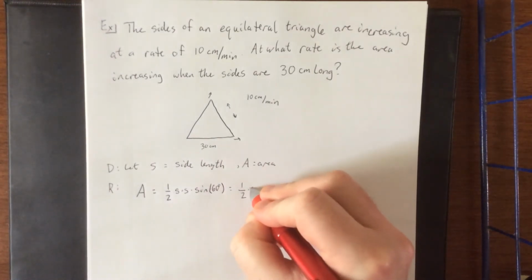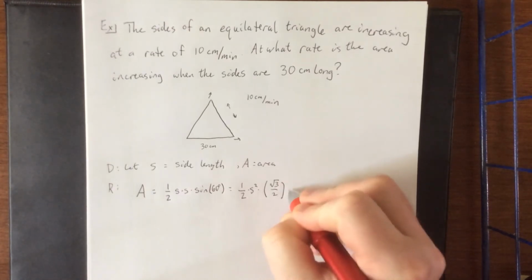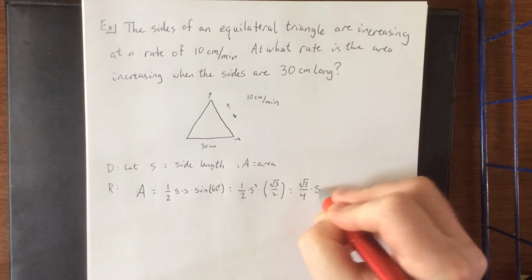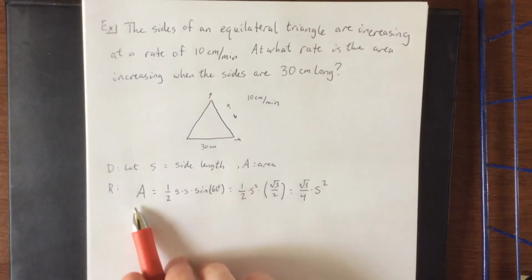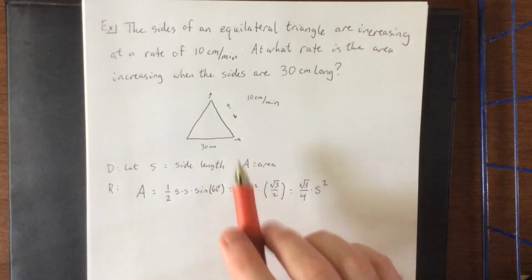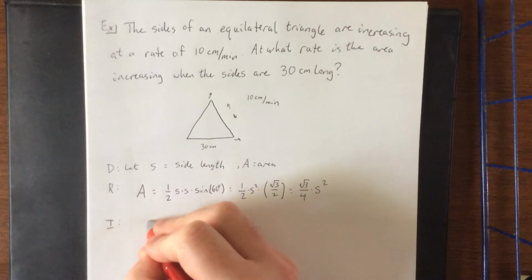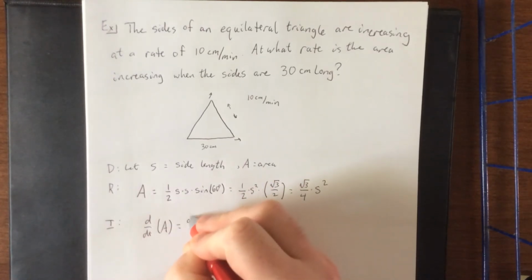So we'll have 1/2 of S squared times the sine of 60 degrees, which is the square root of 3 over 2, which gives us the following formula. This will be root 3 over 4 times S squared. Now, A is changing over the course of time, S is changing over the course of time. Let's find out how they are related to each other. So I'm going to implicitly differentiate both sides with respect to t.